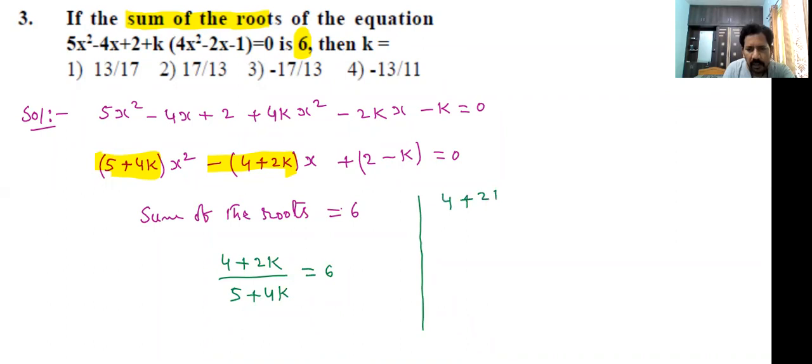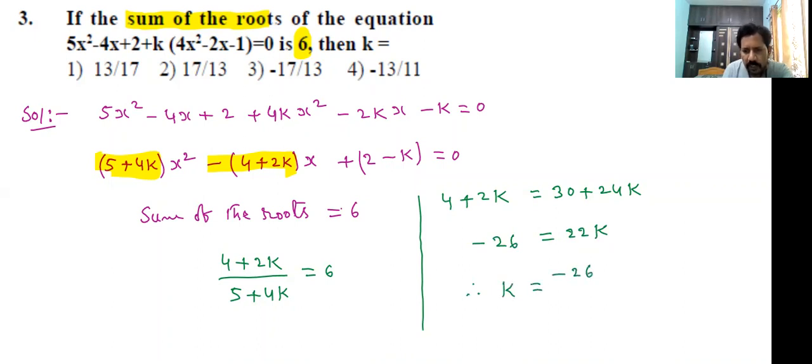4 plus 2k is equal to 30 plus 24k. Here we need to find the k value. So 2k sent to the right hand side, 24 minus 2, we get 22k. And 30 sent to the left hand side, 4 minus 30 is minus 26. Therefore, finally, the k value is minus 26 by 22.